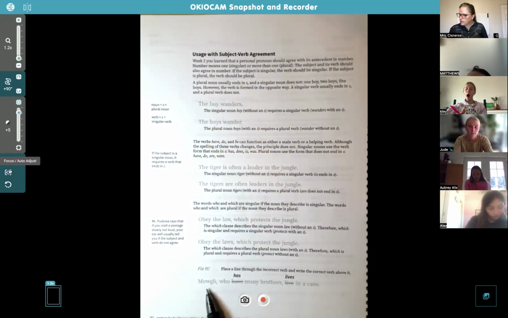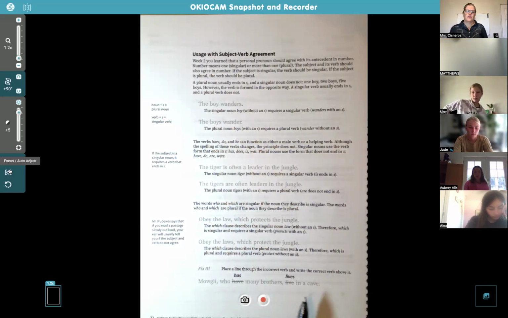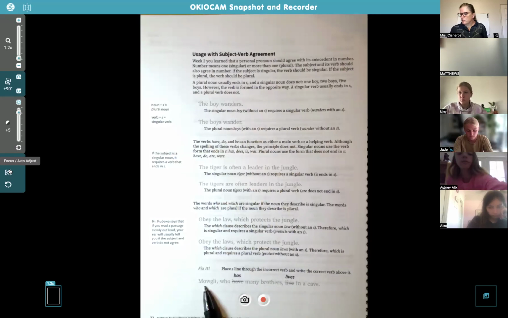Look at the example at the very bottom here. Mowgli, who has many brothers, lives in a cave. The original said, Mowgli, who have many brothers, live in a cave. It just sounds weird. Mowgli is singular, right? There's just one Mowgli, so the verb is going to have an S. This verb here, lives, goes with Mowgli too. So he has and lives.